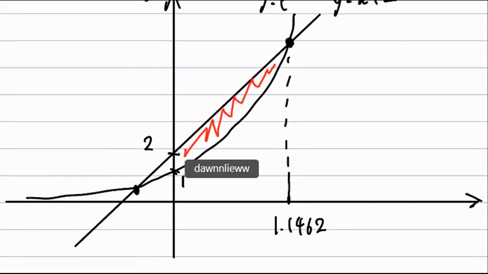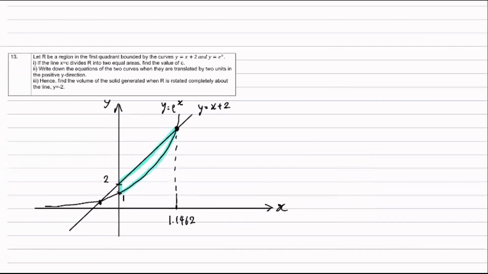Here? Here, very good. Do you need to include this tiny part here? No, very good. Okay, let me just shade it in now. I won't shade it in, I'll just highlight it like this. Okay, so region R found.